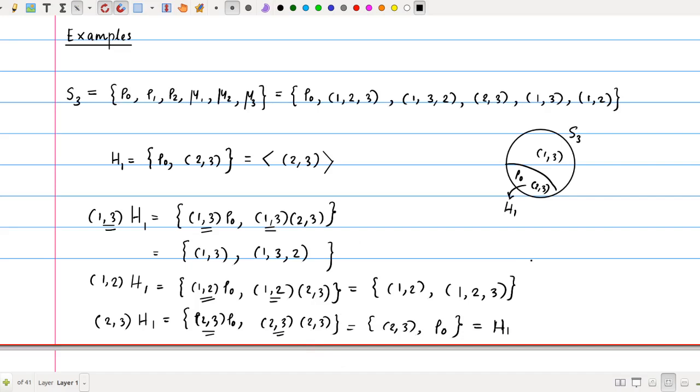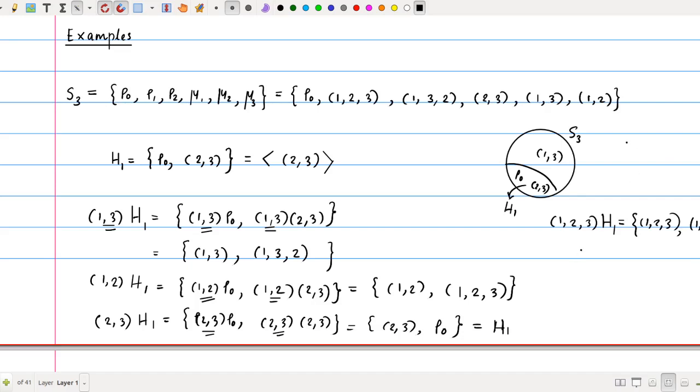So similarly, you can take (1 2 3). This is another element in S3, and you can write (1 2 3) times h1. Okay, so what is (1 2 3) times h1? So first you operate (1 2 3) to identity. That means this element. So that will give (1 2 3) itself. Then the second element will be (1 2 3) times (2 3). So this will be the second element.